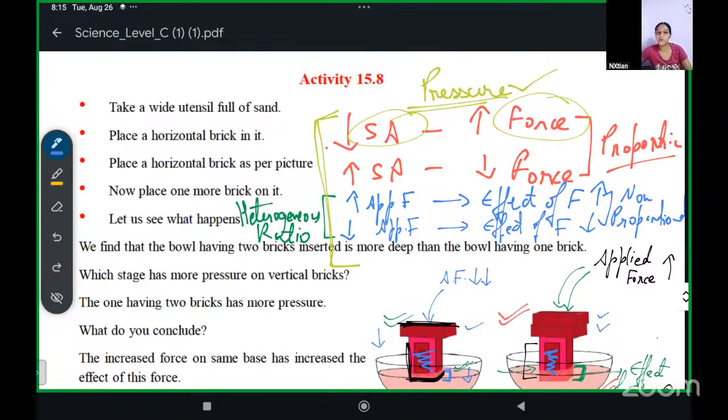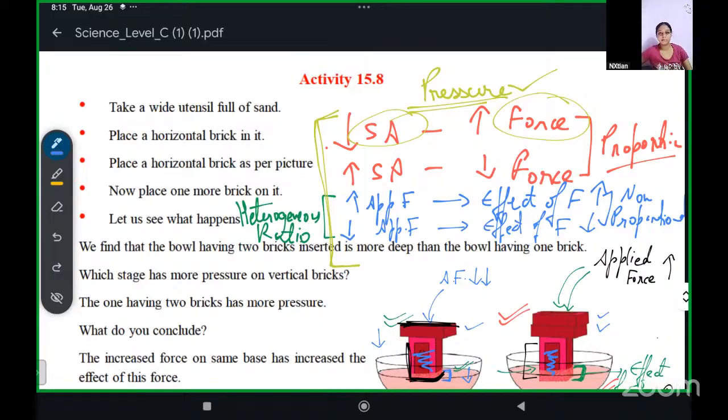Which is proportional, meaning that when one thing increases, the other increases, and when one thing decreases, the other decreases. In the inverse ratio, when one thing decreases, the other increases, and when one thing increases, the other decreases. That is your surface area and pressure. Okay, understood?